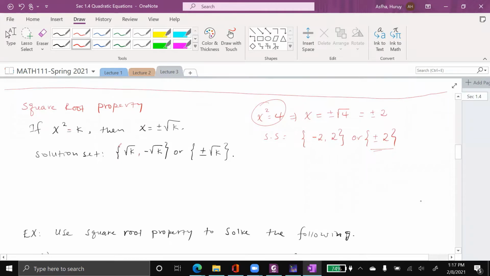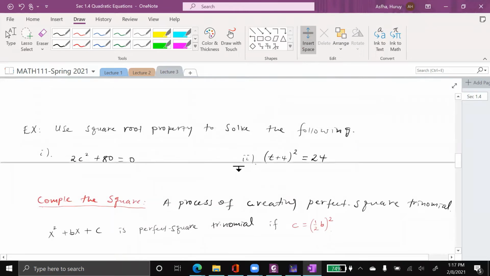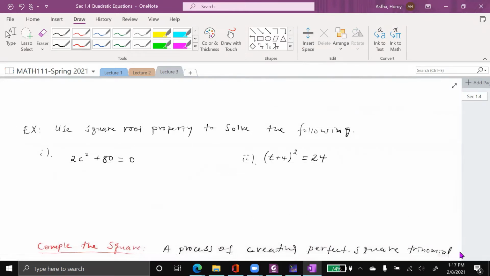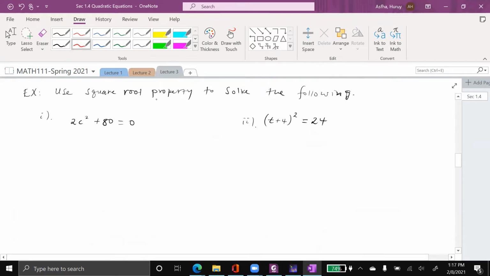Now we use this property again in solving a quadratic equation. And let's see how we can use this square root property. Now consider these two examples. The first one is 2c squared plus 80. For this kind of thing, because we don't have the middle term, if you remember, we have a middle term, which is bx. So we don't have that one. In this case, we have the square term, the first term, and the constant term.